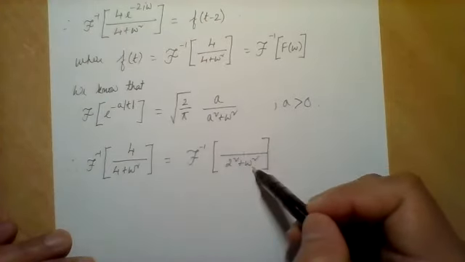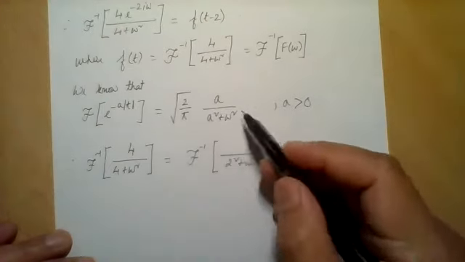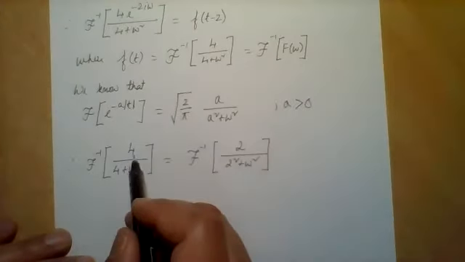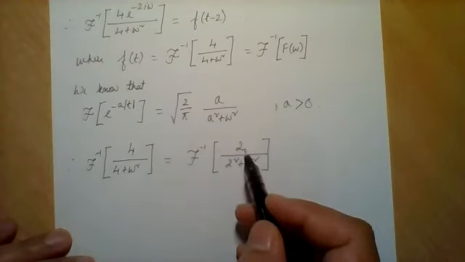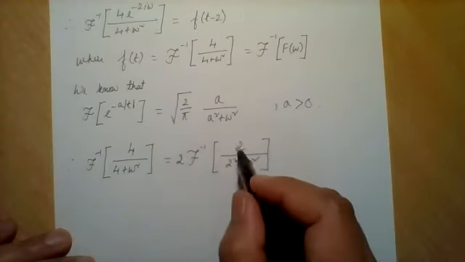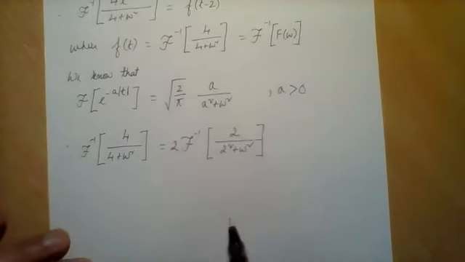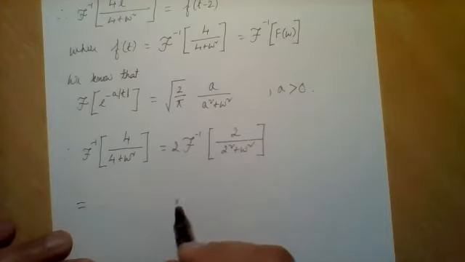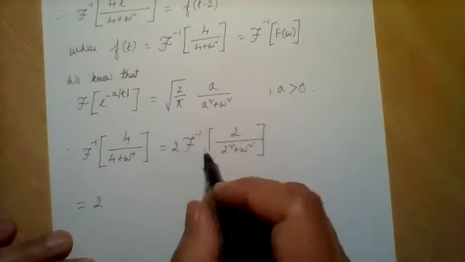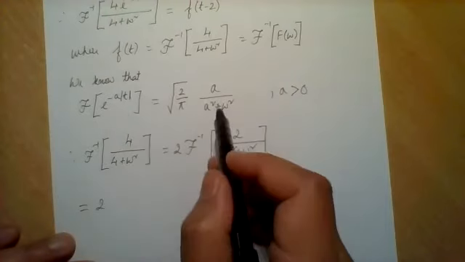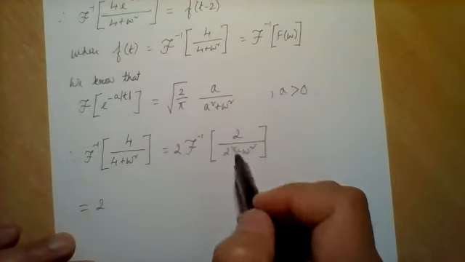So 2 square plus omega square, and what should we have in the numerator? In the numerator we should have a. We have 4 here, but we need only 2 here. That means we take another 2 outside. So this 4 is 2 times 2, and I have taken one 2 outside. Now this is equal to twice the inverse Fourier transform of this.